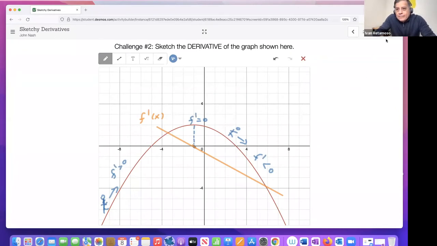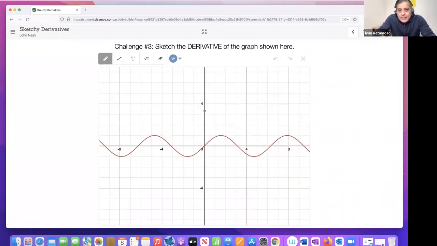Next challenge. You have questions, guys, feel free to ask me. Another one, look. They give you this function, and they say, figure out the sketch of the derivative of this function.